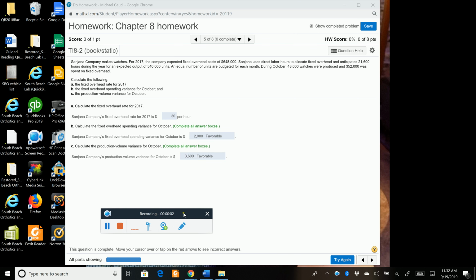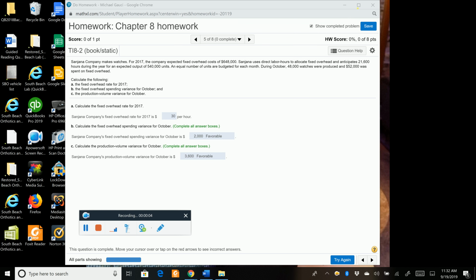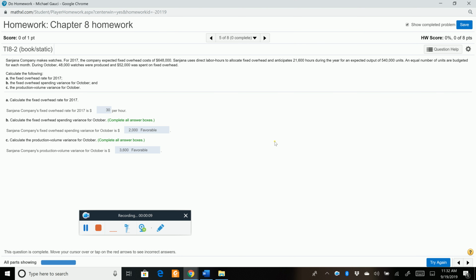Hello everyone. We have one last homework problem that I wanted to go through with Chapter 8, and that is in regard to fixed overhead variances. So basically what we have here is a company that makes watches. For the particular year, their expected fixed overhead costs are $648,000. And the company uses direct labor hours to allocate fixed overhead.